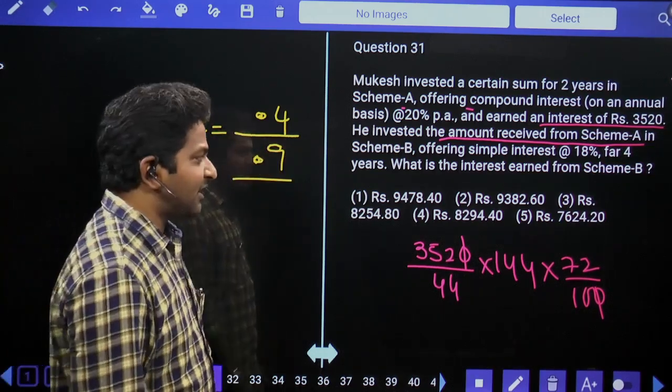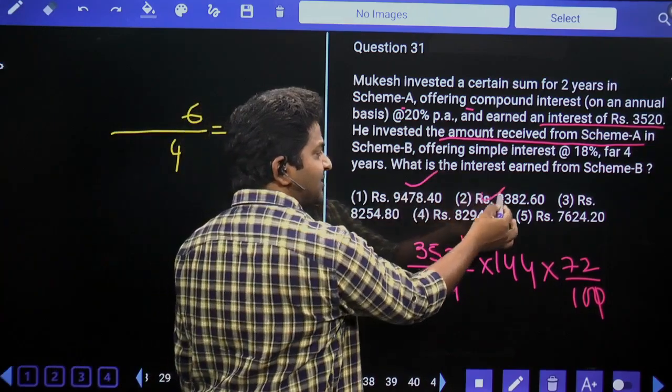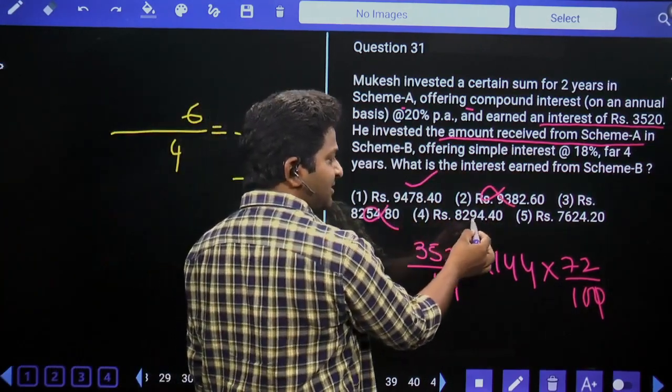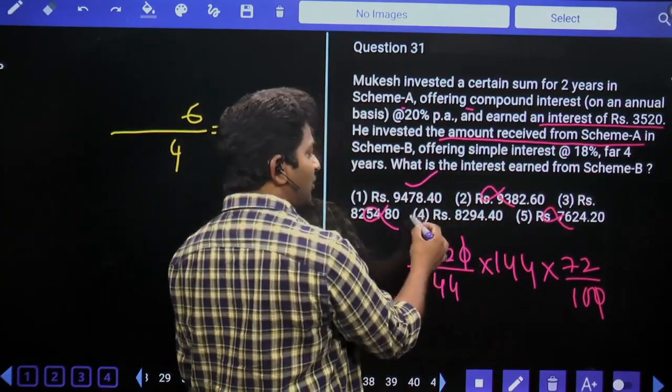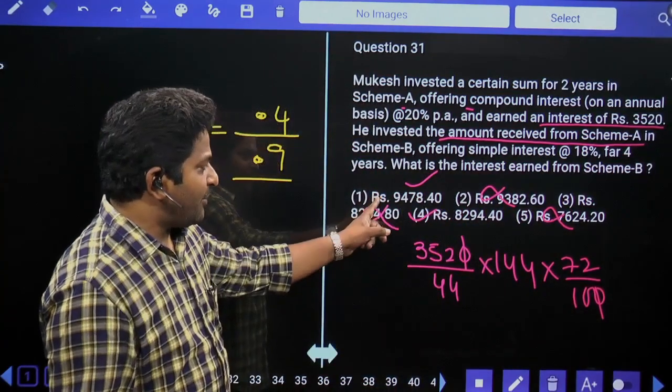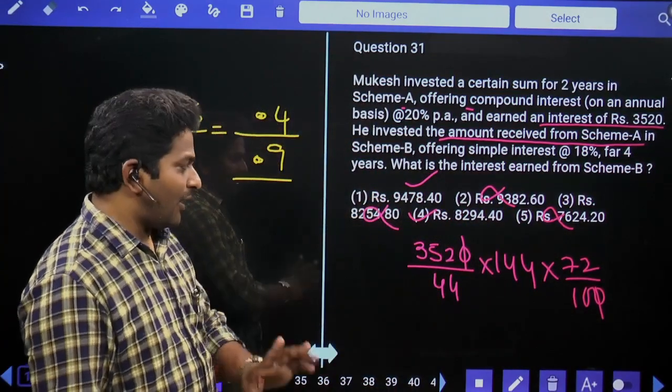How many options are there? This is possible, this is not possible, this is not possible, this is possible, and this is not possible. Two options are there. Either it may be the first option or the fourth option. Now verify.